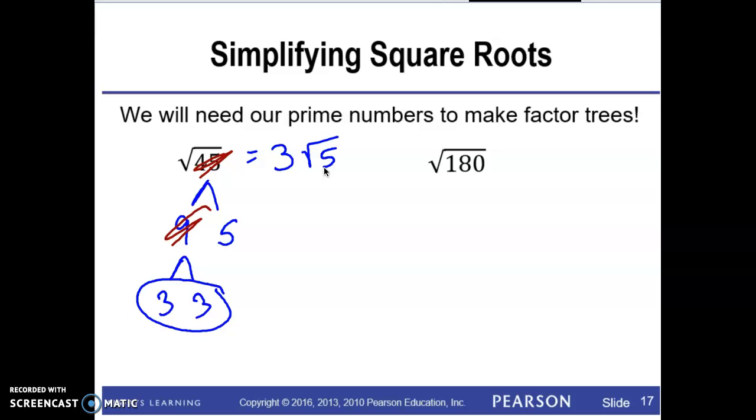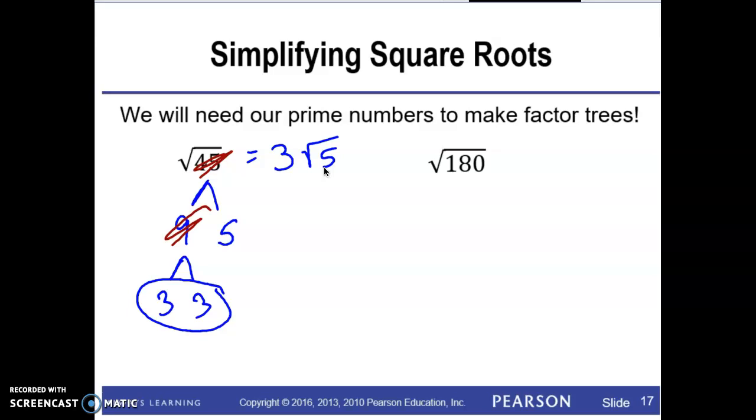Now at my level in 11th grade, we're also doing cube roots and fourth roots, so I have to have different numbers of numbers in my circle. But you guys in 8th grade with your Algebra 1 students, you're only going to focus on square roots, and so you're going to have 2 numbers inside the circle.